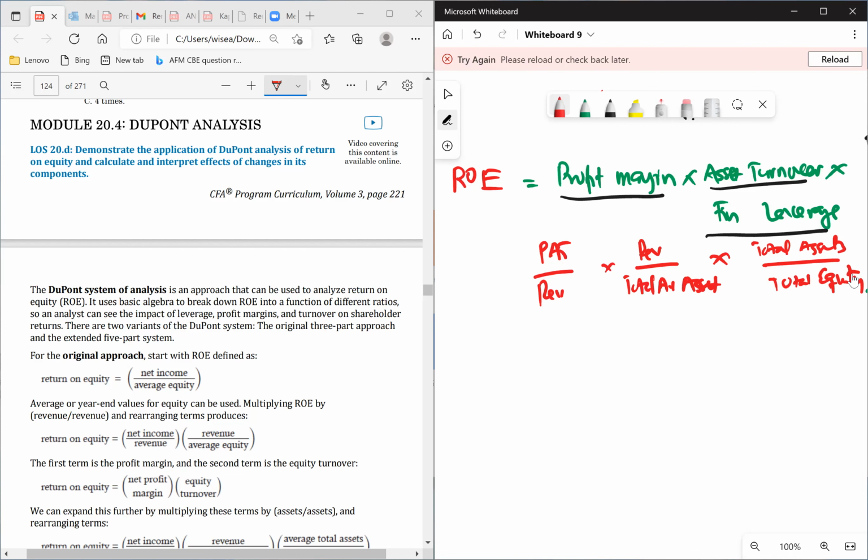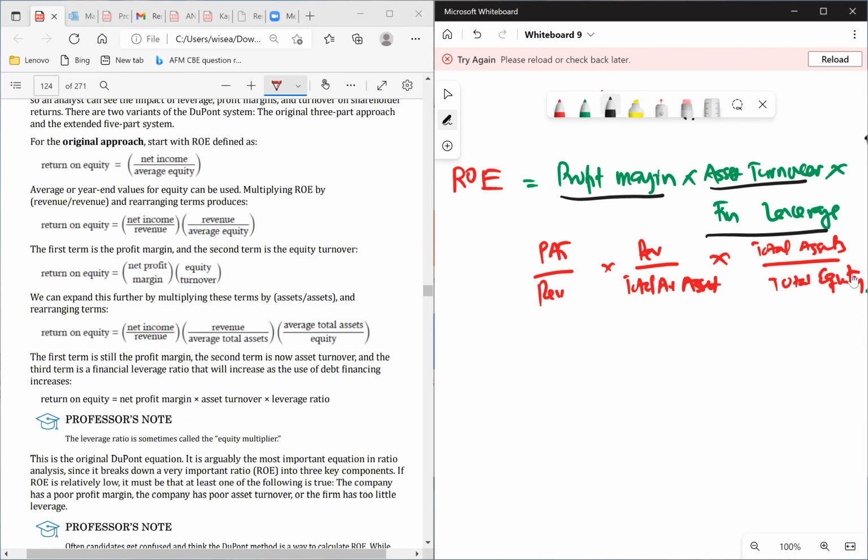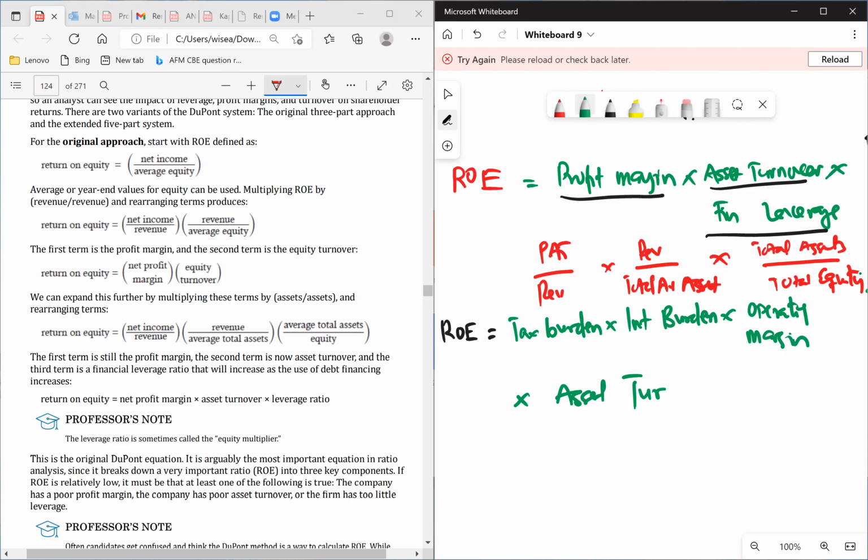Okay. So then they further decompose the return on equity as a function of what? Tax burden times interest burden times what? Operating margin, times the asset turnover, times the leverage.